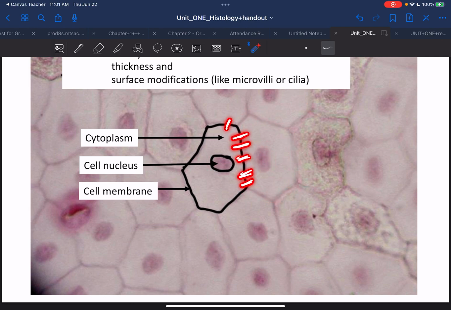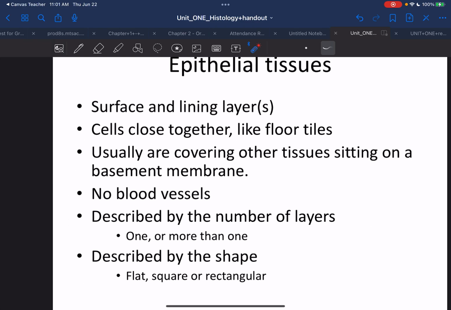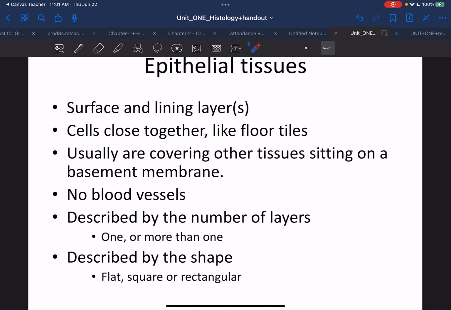Just like the tiles on the floor right now, you can see that there are these little cracks that separate each tile. And so this is the boundary of one cell. And again, they are very tightly bound so that nothing is really escaping them. And so that's a property that we're going to see of epithelial cells that we don't see in a lot of the other cells.